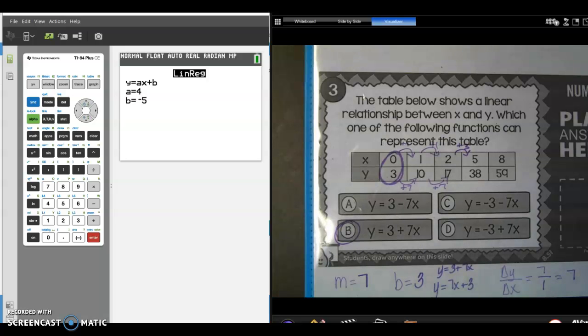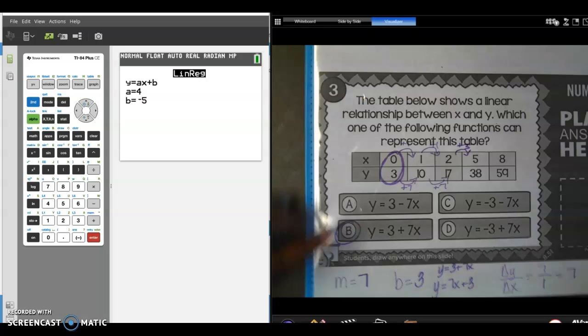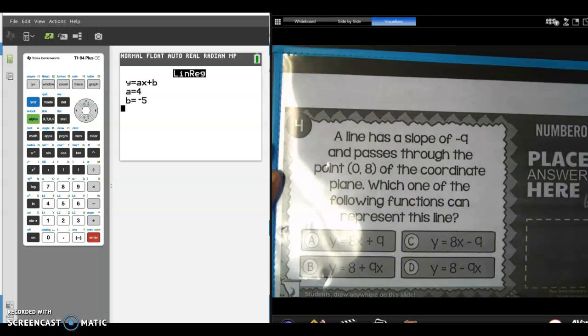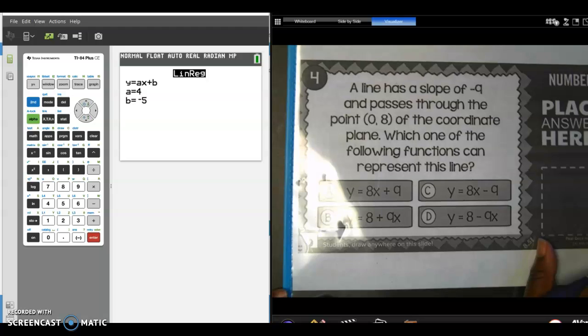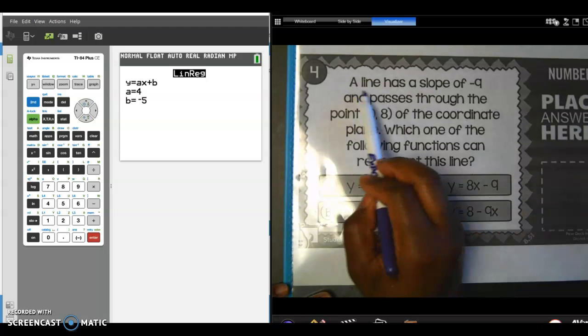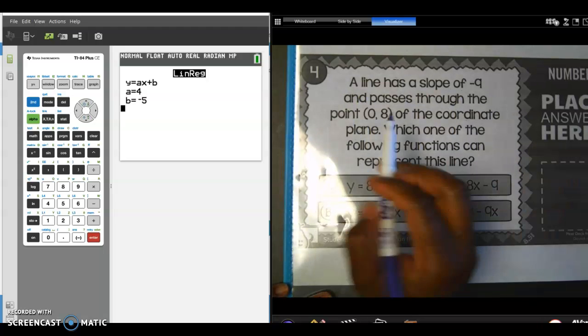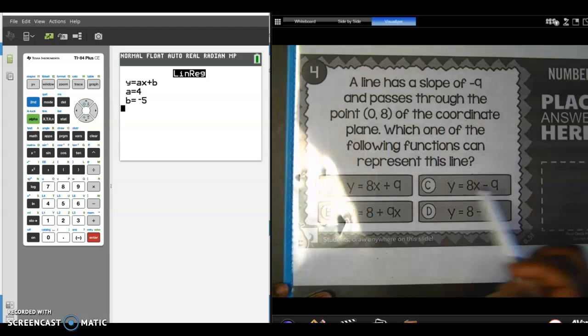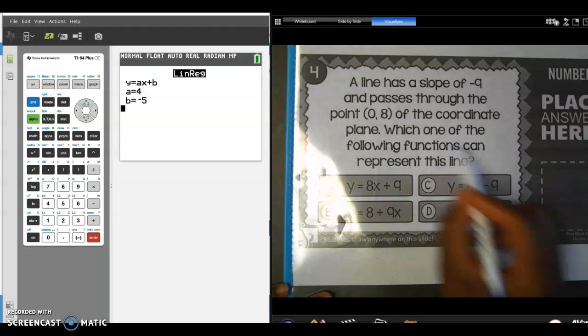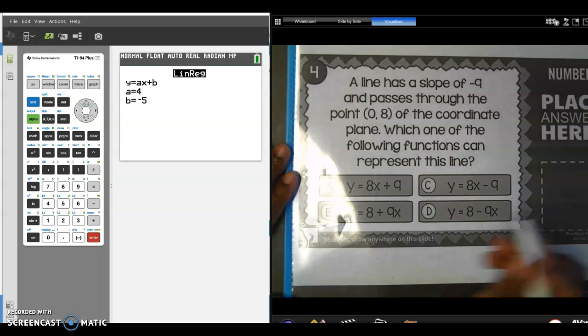Notice how I am writing down my work. I am showing the work. I'm matching what I was given to the answers and not trying to just guess. You have to make sure you match your work to the answer. Okay. Last but not least, we have a word problem. It says the line has a slope of -9 and passes through the point (0, 8) of the coordinate plane. Which of the following functions can represent this line?